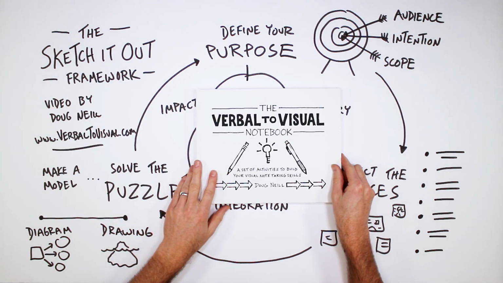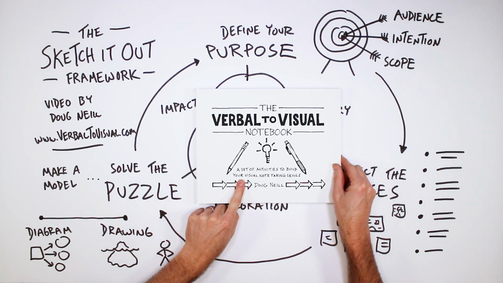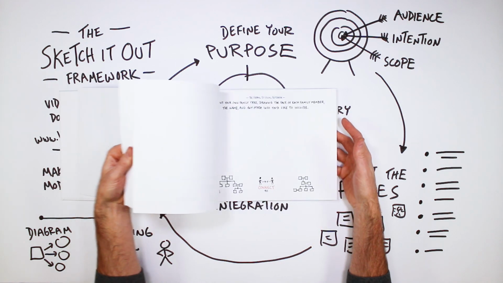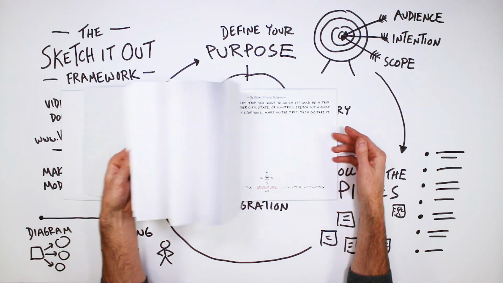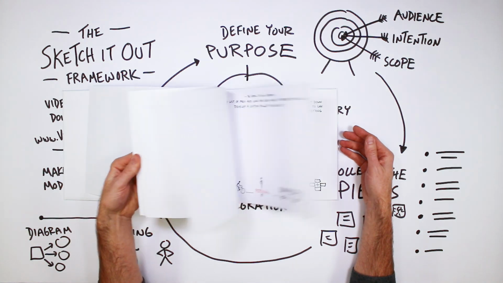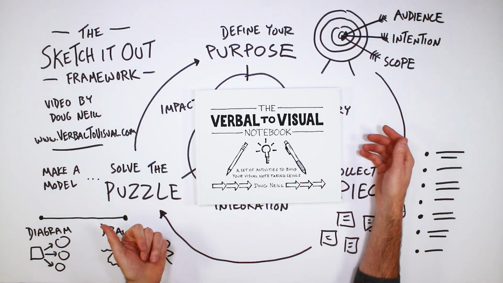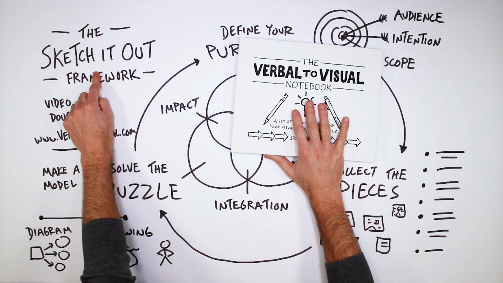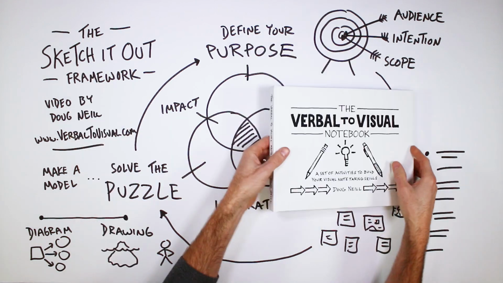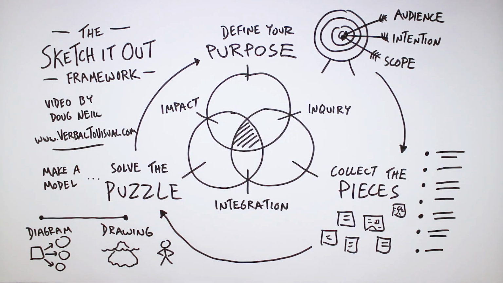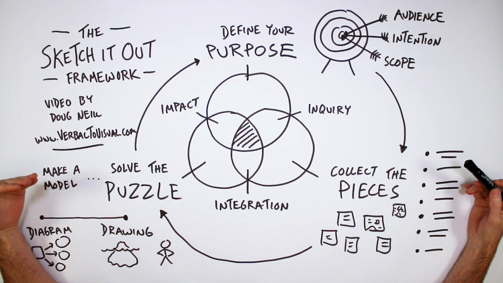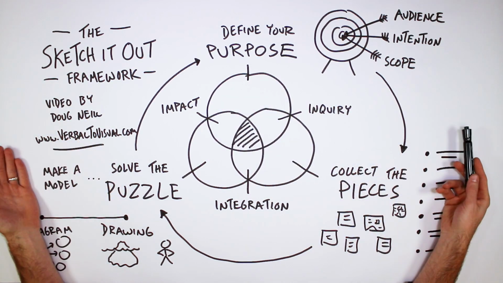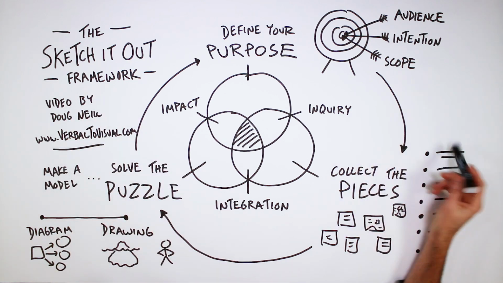This is the Verbal to Visual Notebook, a set of activities to build your visual note-taking skills. This is very much a try this book. It's a set of activities for you to get comfortable making marks that aren't just letters. And where this is a try this book, Sketch It Out is going to be a how-to book. I'm going to dive deeper into this model here and share a bunch of other ideas that I hope will help you to incorporate this way of working, this way of thinking, into both your personal and professional life.